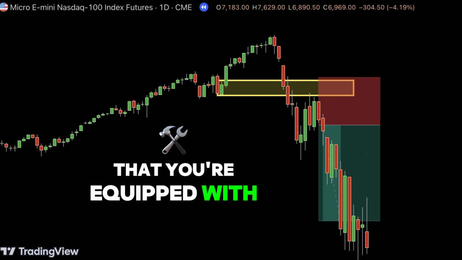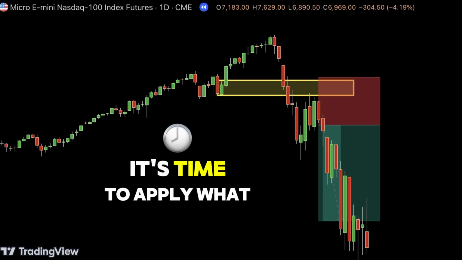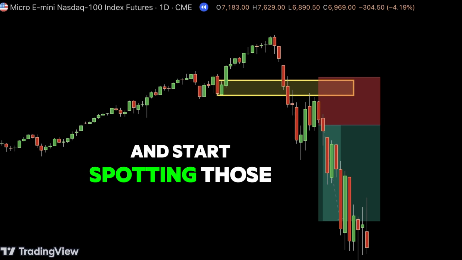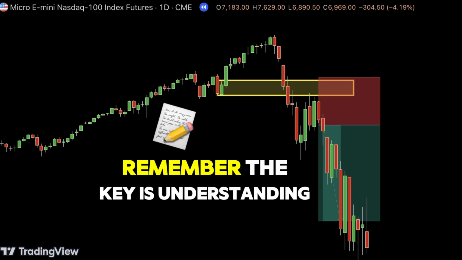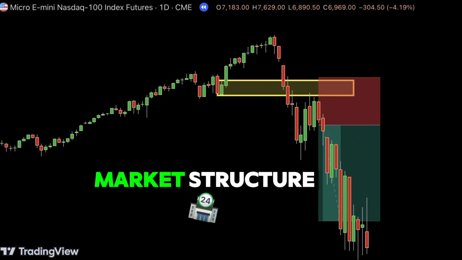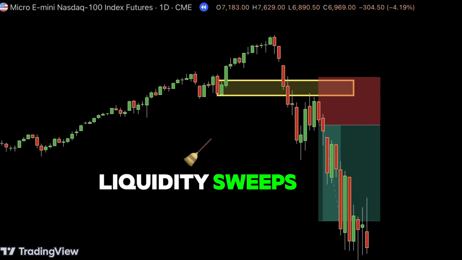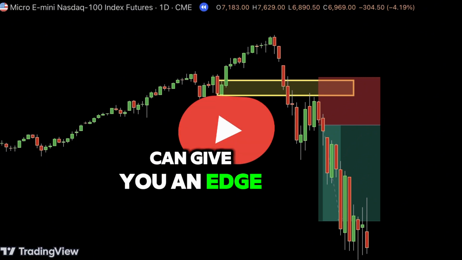Now that you're equipped with the breaker block strategy, it's time to apply what you've learned and start spotting those winning setups. Remember, the key is understanding market structure, liquidity sweeps, and how breaker blocks can give you an edge.